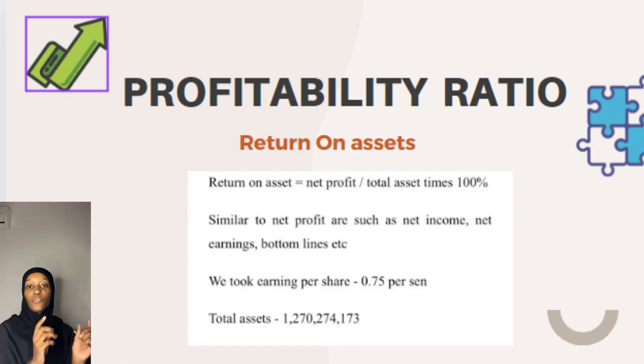Thank you. When you talk about the profitability ratio, under return on asset, to get the answer, you just have to take net profit divided by the total asset times 100. In the article, they did not have the exact net profit, so you just have to look for something similar to net profit, such as net income, net earnings, anything that is similar to net profit, and then divide it by total asset times 100%.